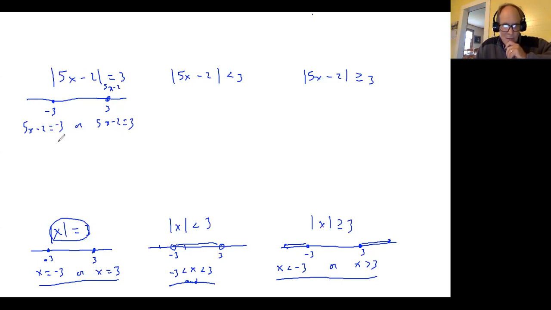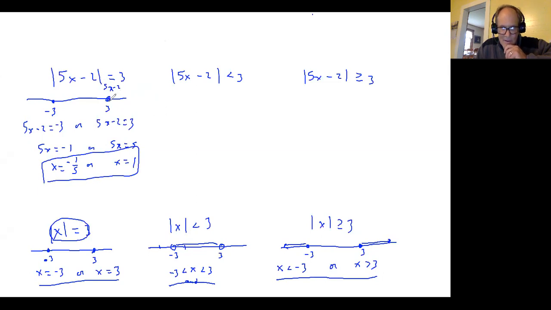So if we add 2 to both sides, we end up with 5x is equal to negative 1, or 5x is equal to 5, so we end up with x equals 1. Oops, I'm sorry, x equals negative 1/5 or x equals 1. Now there's the solution set for that first absolute value equality.